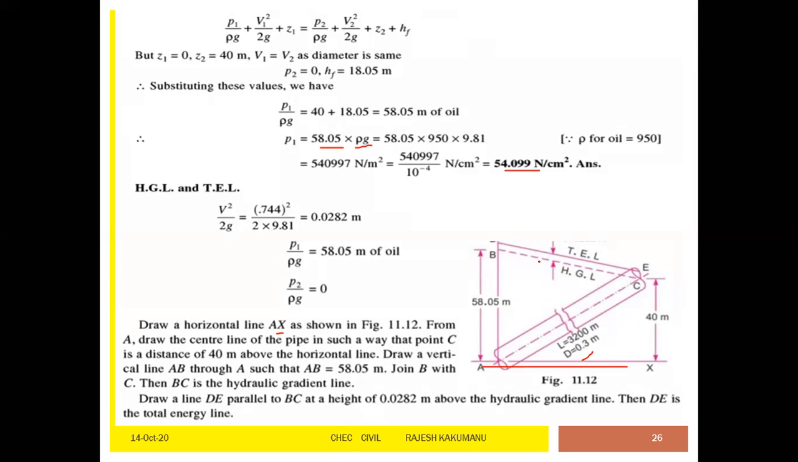Draw a line DE parallel to BC, at a height of 0.0282 above the hydraulic gradient line, since we are adding it. Then DE is the total energy line. So like this you have to solve the HGL and TEL problems.